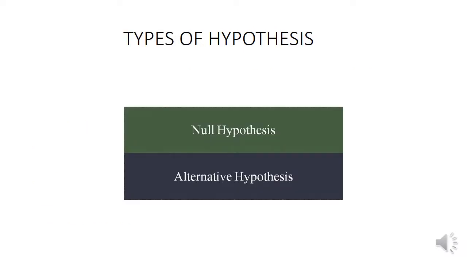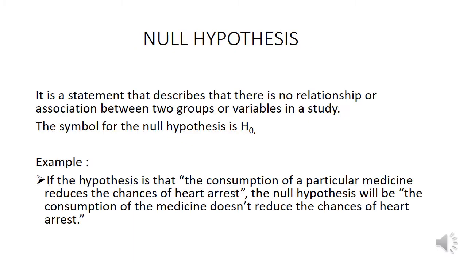Now coming to the type of hypothesis. When we talk about research, we usually talk about two types of hypothesis, but usually there are 6 to 7 types of hypothesis: statistical, logical, simple, complex. But our concern is only with the null and alternate hypothesis. So let's see what null and alternate hypothesis is.